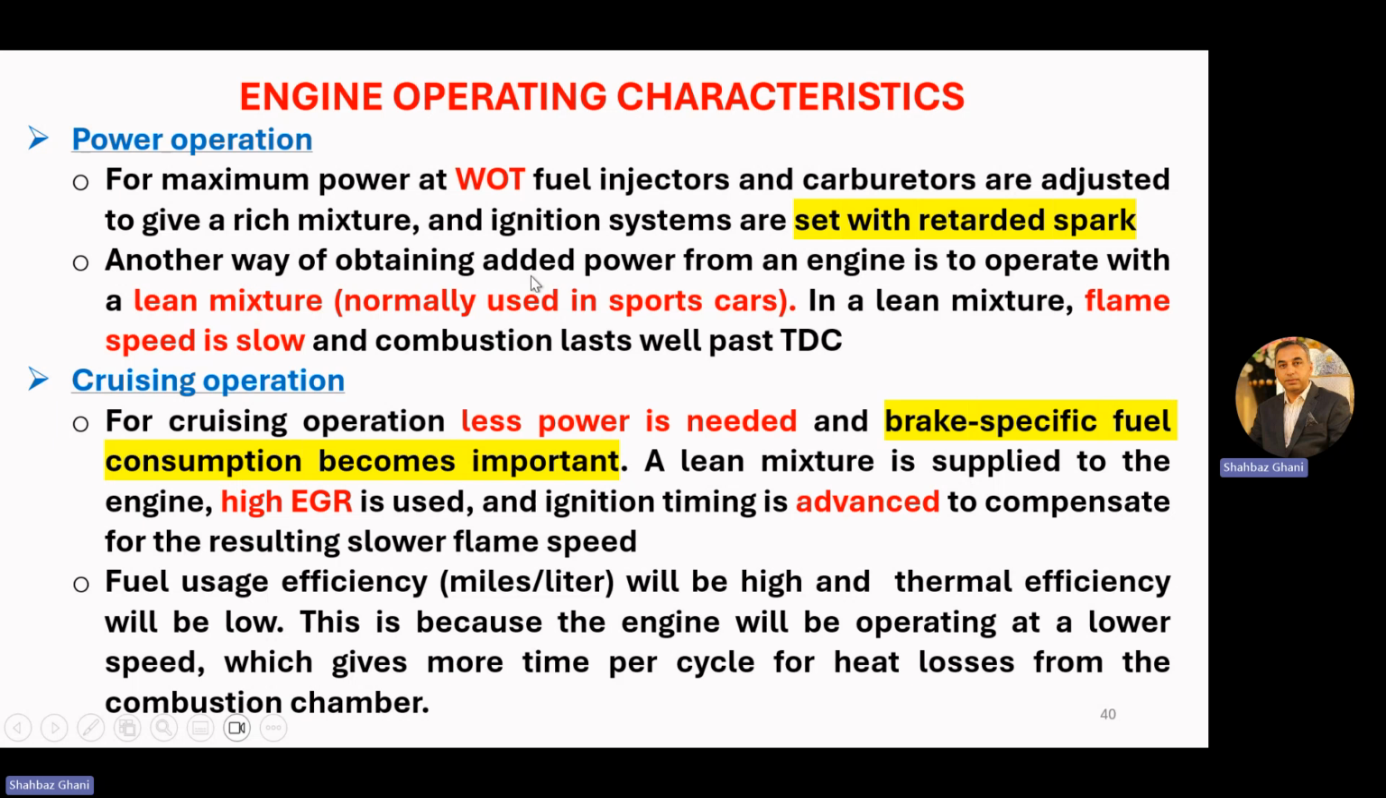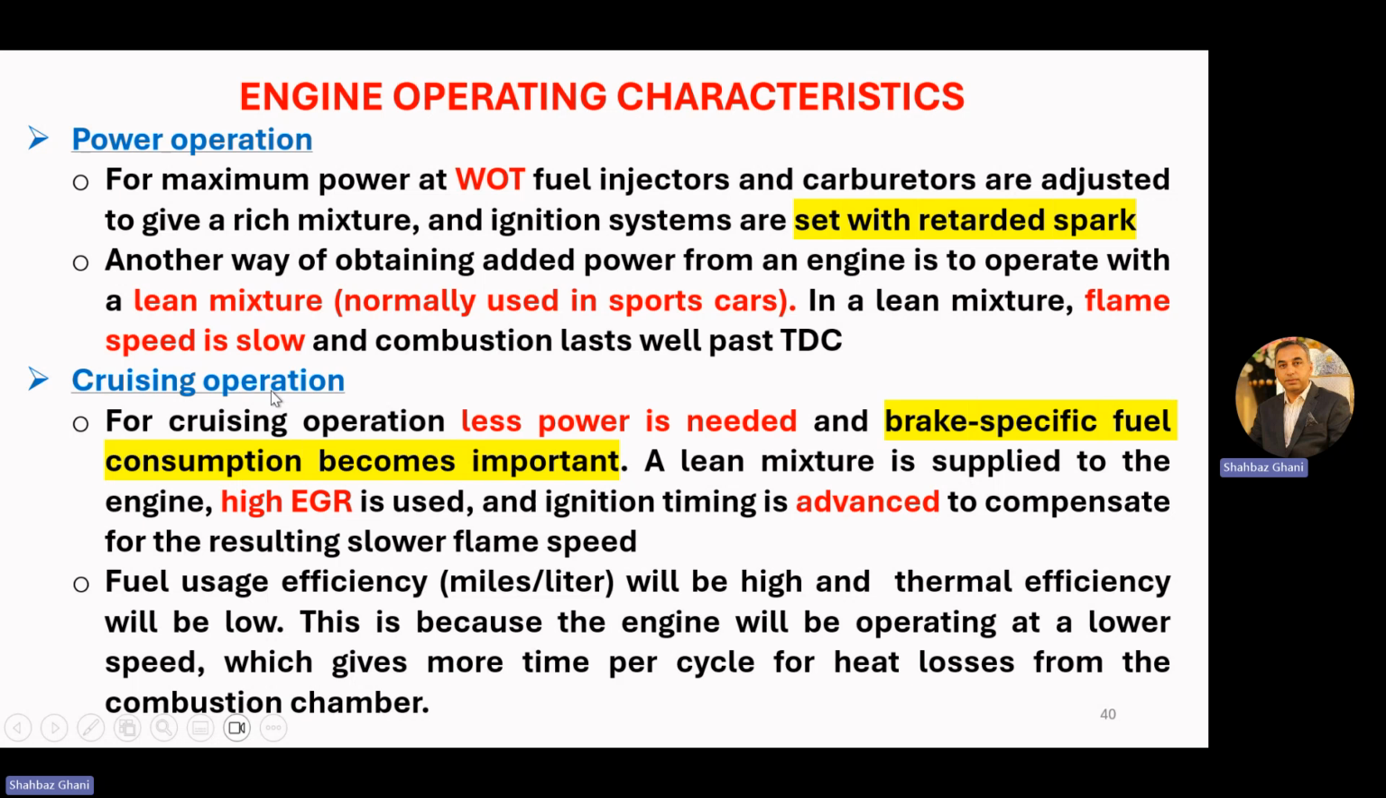Another way of obtaining added power from an engine is to operate with a lean mixture, normally used in sports cars. In a lean mixture, flame speed is slow and combustion lasts well past TDC. So this is the characteristic of combustion when we have a lean mixture. The flame speed is slow and the combustion lasts well past TDC.